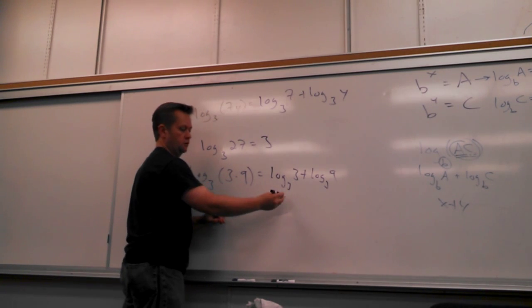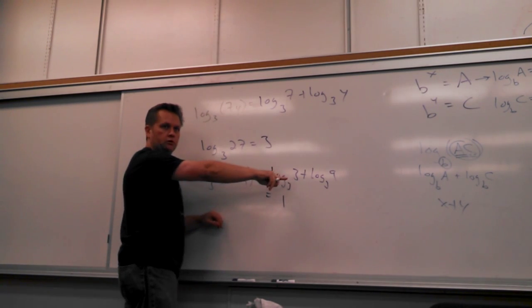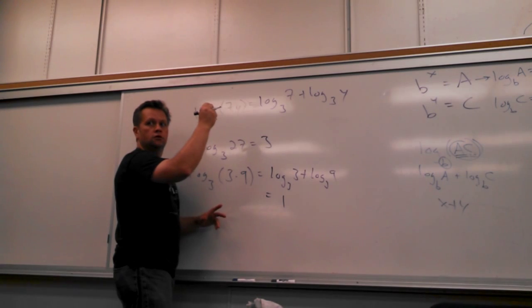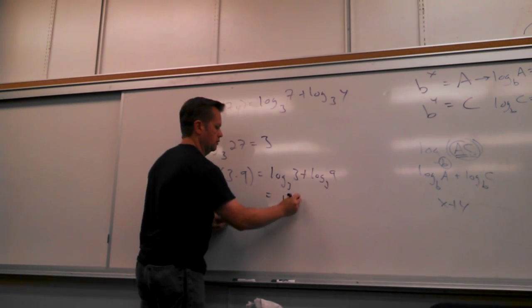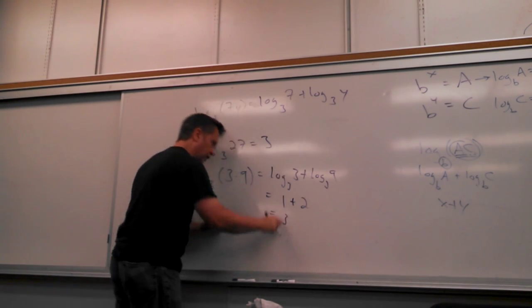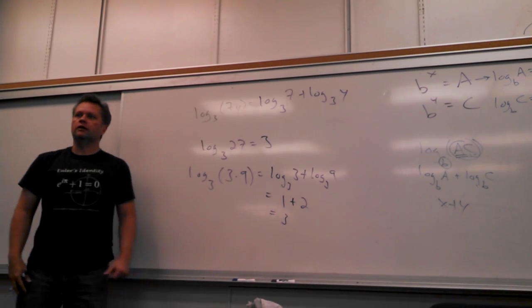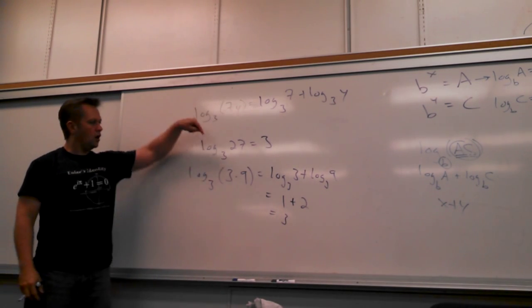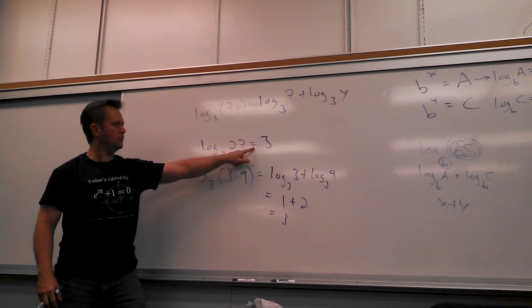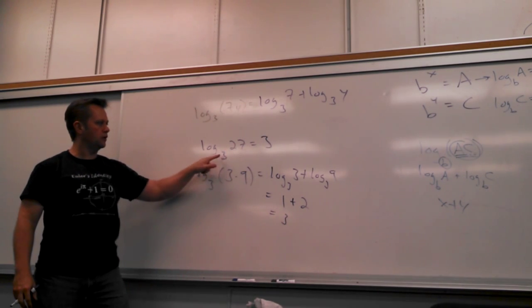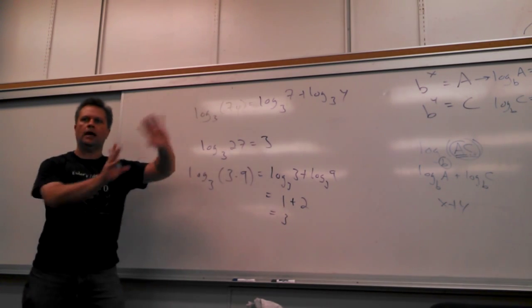Log base 3 of 3 is 1, because 3 to the first power is 3. Log base 3 of 9 is 2, because 3 squared is 9. And that is the right answer of 3. So what a log effectively does is it pops the power off.